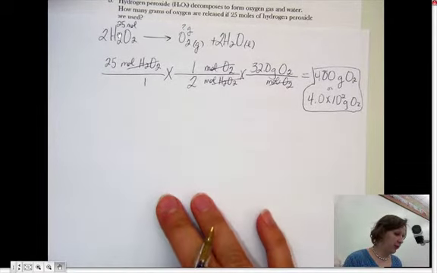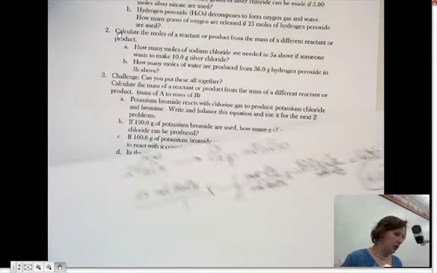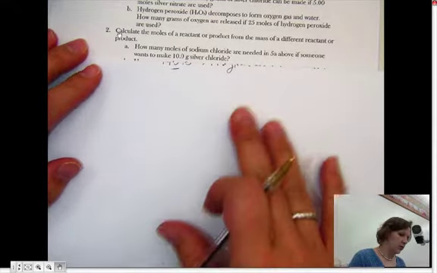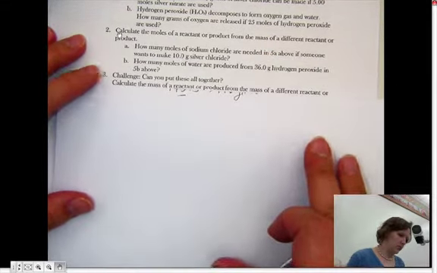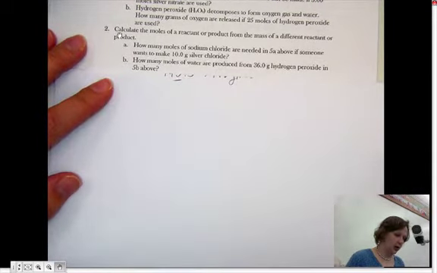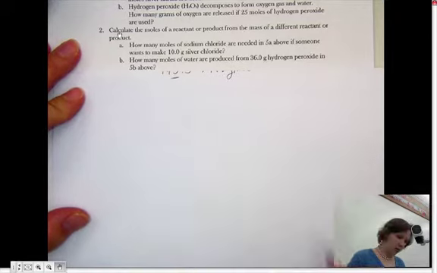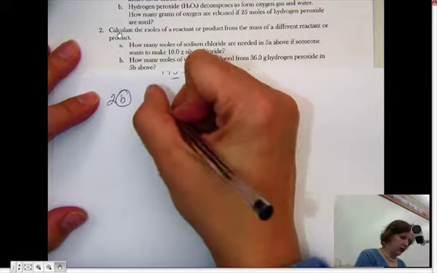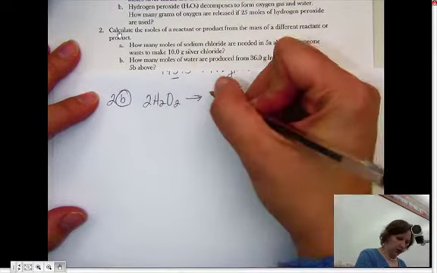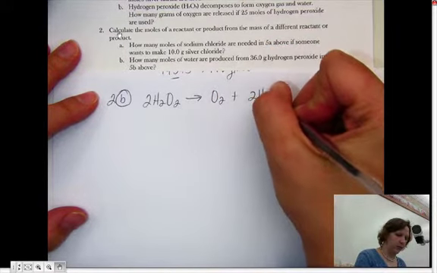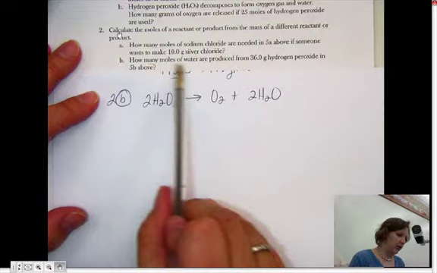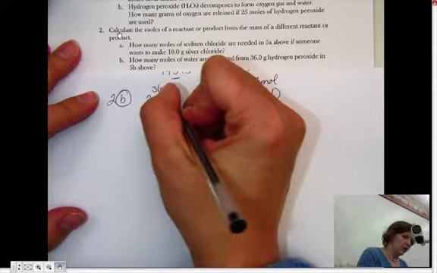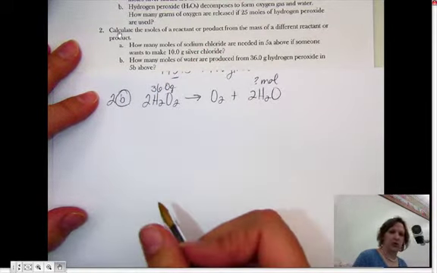Okay, how about one more? Let's skip down to number 2. Or let's do B, since we just had a hydrogen peroxide problem. Okay, this is 2B. Our reaction was 2H2O2 yields O2 plus 2H2O. This time the problem says how many moles of water are produced from 36 grams of hydrogen peroxide in this reaction.